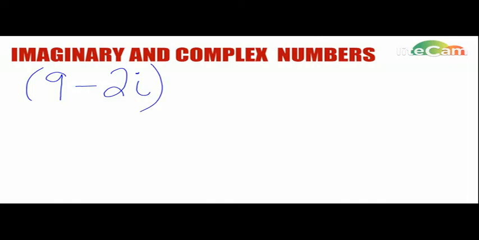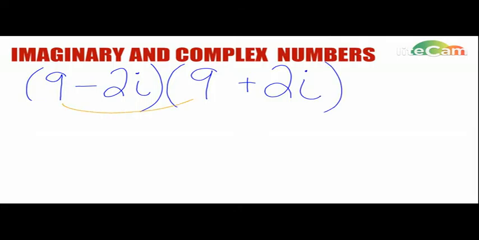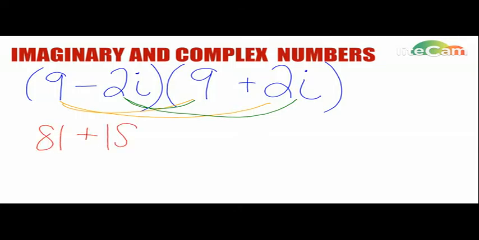Okay, next example. We're going to do some distribution or FOIL. I've just got two complex numbers, 9 minus 2i is the first one, 9 plus 2i, and I'm going to FOIL: first, outer, inner, and last. Okay, 9 times 9 is 81, plus 18i. Did you notice the 9 and the 2 make 18i? I can go ahead and multiply those. That's okay. Multiplication does not follow this particular rule for like terms. Okay, negative 18i, and then negative 4i squared.